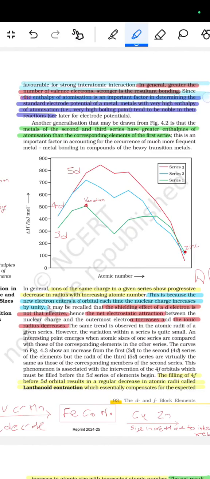Since the enthalpy of atomization is an important factor in determining the standard electrode potential of a metal, metals with high enthalpy of atomization, that means very high boiling point, tend to be noble in their reactions, in terms of the electrode potential. Another generalization that may be drawn from figure 4.2 is that the metals of the second and the third series have greater enthalpy of atomization than the corresponding elements of the first series. This is an important factor in accounting for the occurrence of much more frequent metal-metal bonding in the compounds of the heavy transition metals.